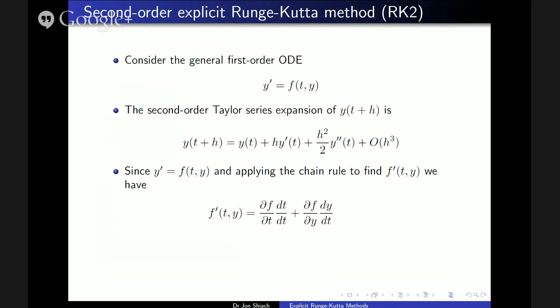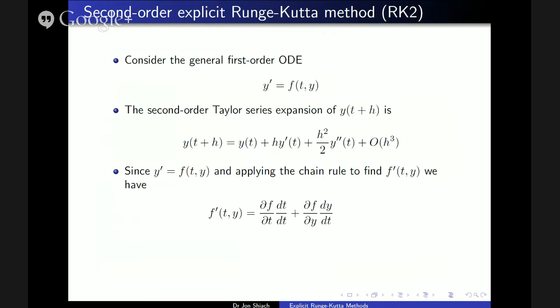That shouldn't be new to you. That should be fairly old hat by now. What we need to find is the second derivative of this. So we need to differentiate f of t,y in order to find y double dash. We apply the chain rule to f of t,y to give us this.